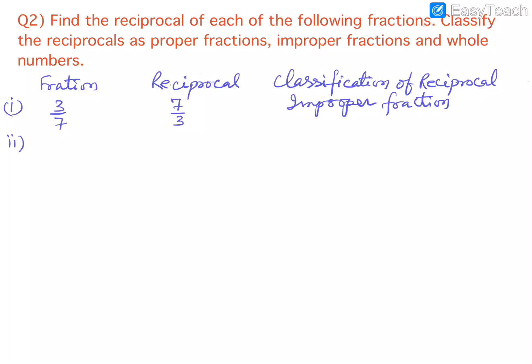In the second part, the fraction given is 5 by 8, whose reciprocal will be 8 by 5. And since the numerator is greater than the denominator, it is also an improper fraction.